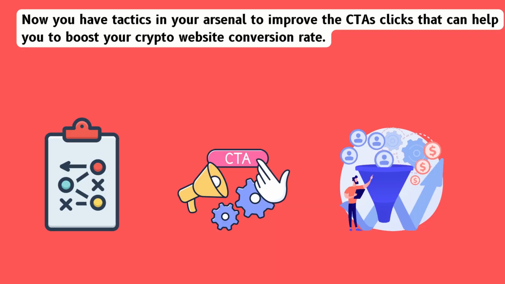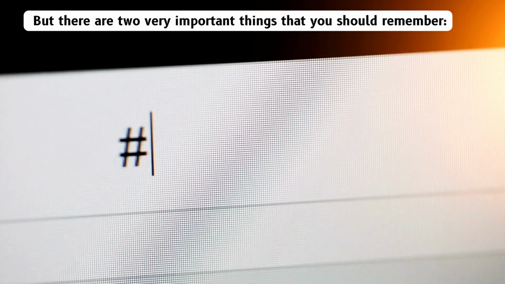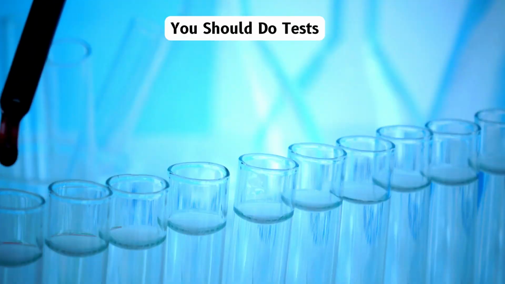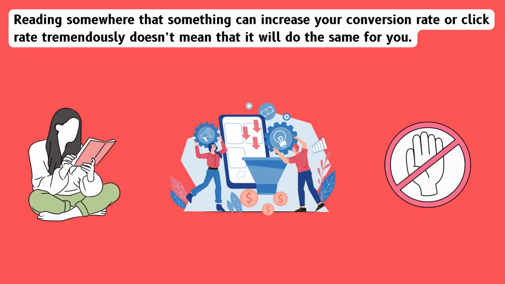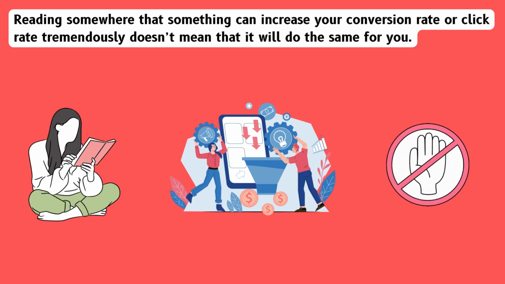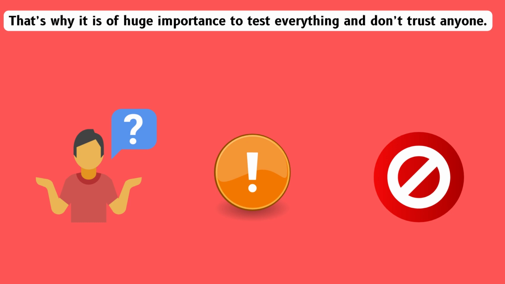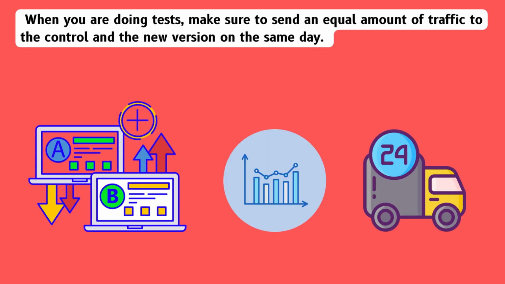Final thoughts. Now you have tactics in your arsenal to improve the CTAs, clicks that can help you to boost your crypto website conversion rate. But there are two very important things that you should remember. You should do tests. Reading somewhere that something can increase your conversion rate or click rate tremendously doesn't mean that it will do the same for you. That's why it is of huge importance to test everything and don't trust anyone.